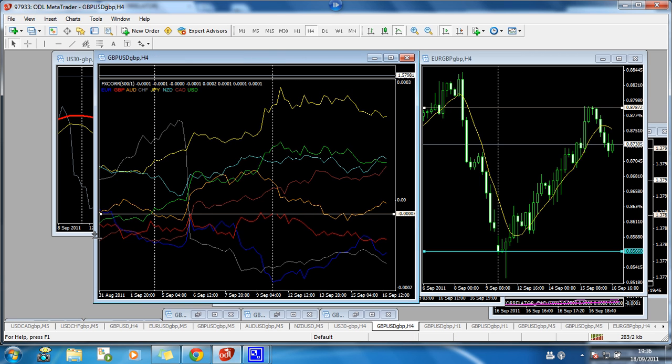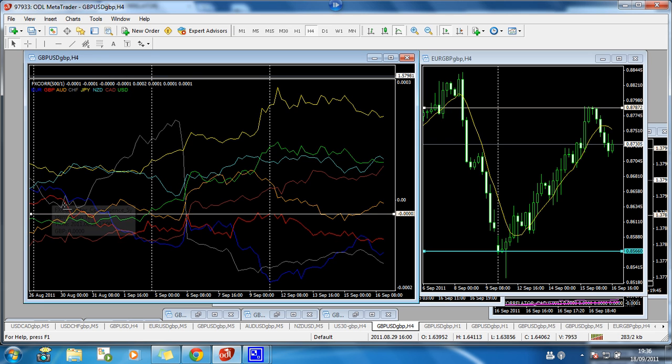Again, if you look back, it was a fairly flat week the week before, and actually a fairly poor week the week before that for the pound. So the pound generally over the last 2 or 3 weeks hasn't been doing that well at all.